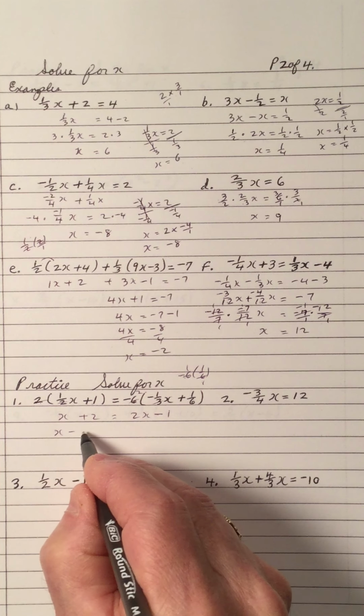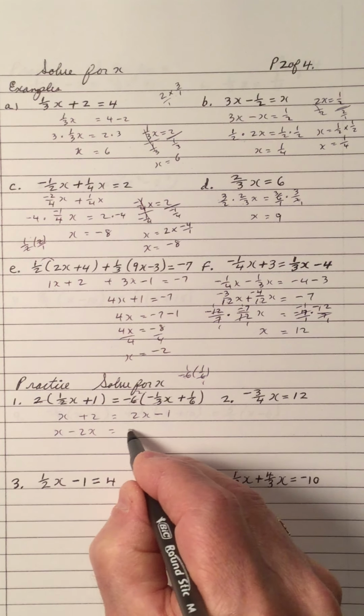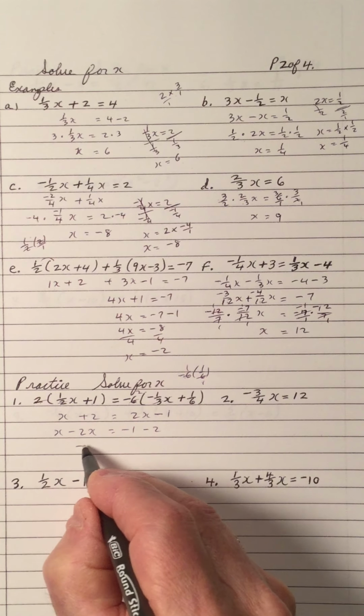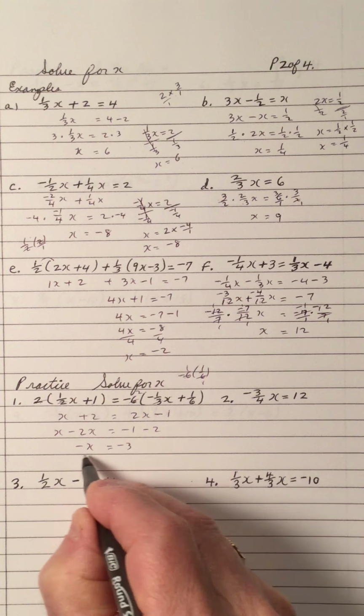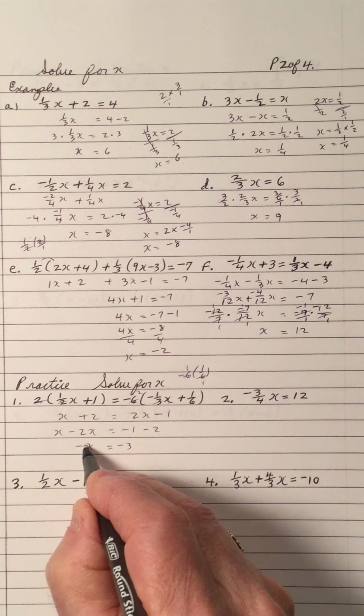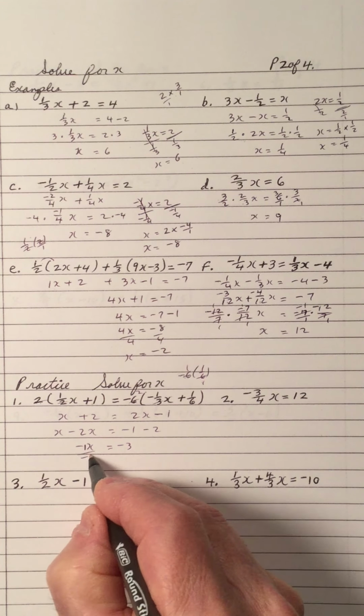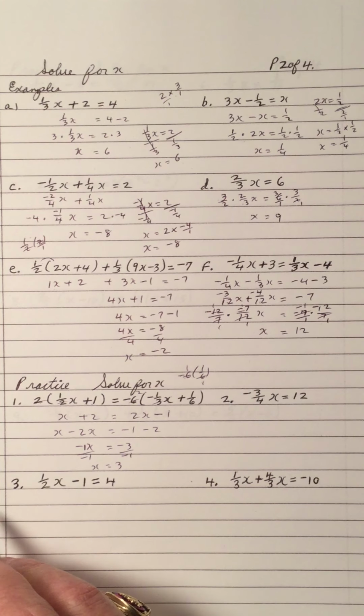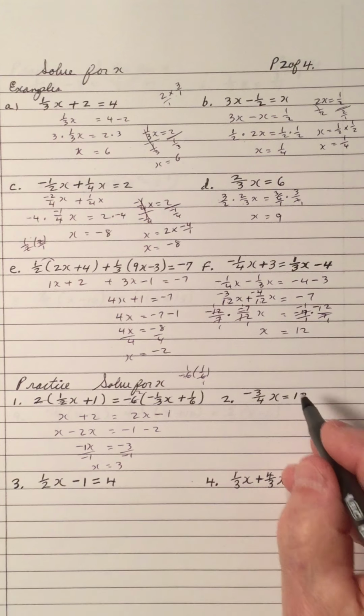X's go to the left, change the sign. Numbers go to the right, change the sign. -x, -3. That's a 1. So that's -1. So divide by -1 on each side. X becomes 3. Okay, let's continue.